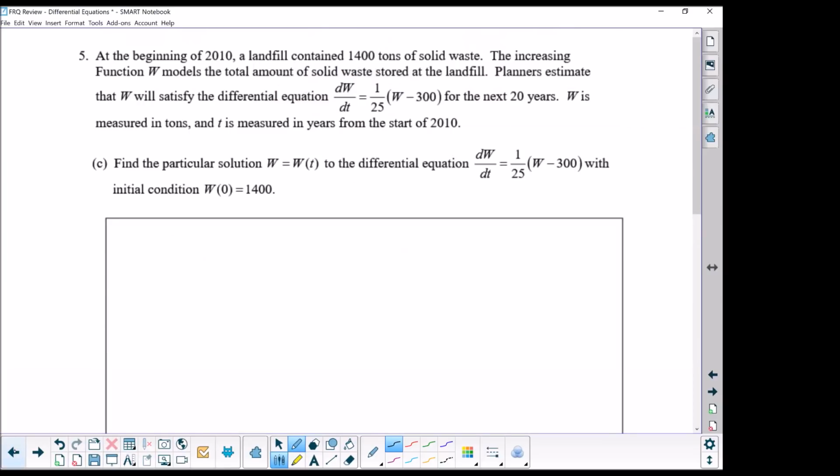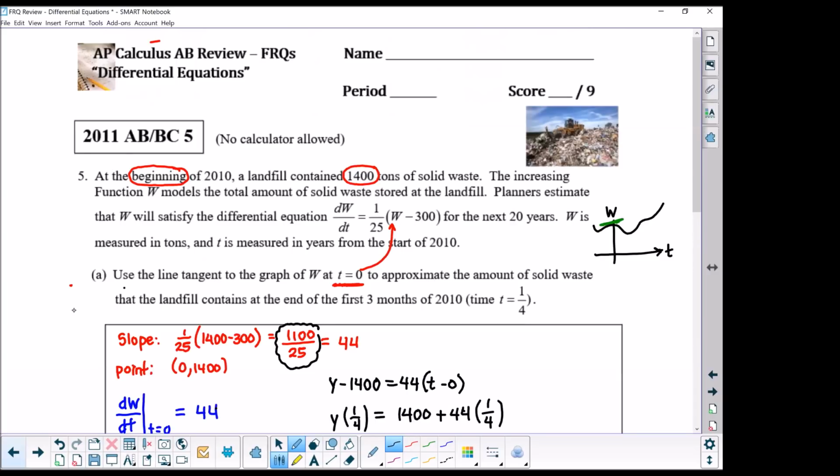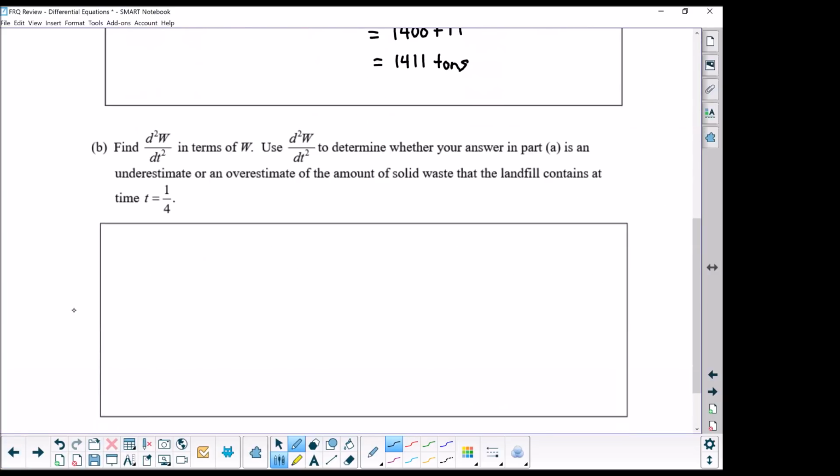All right, let's move on to part B of this particular landfill question. And in it, we are asked to find the second derivative, d2w dt2, which is just notation for the second derivative of w with respect to t in terms of w. So we want to use that to determine whether your answer in part A is either an underestimate or an overestimate of the amount of solid waste at the time t equal 1/4.